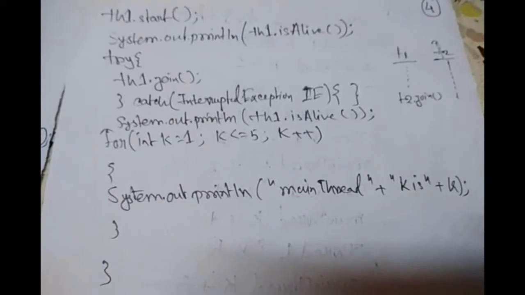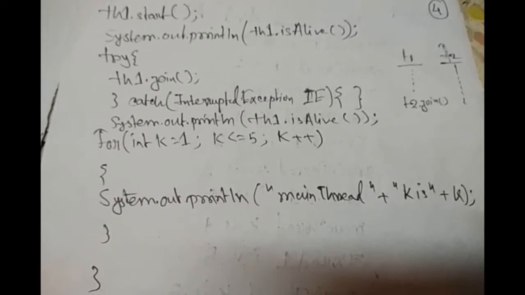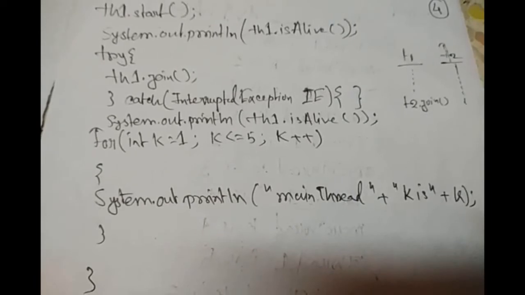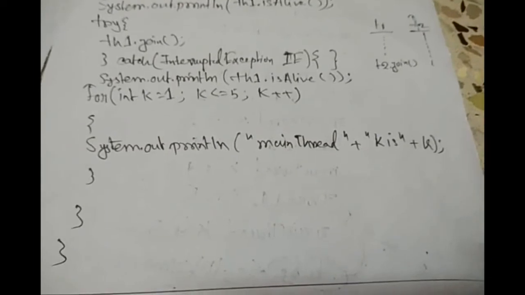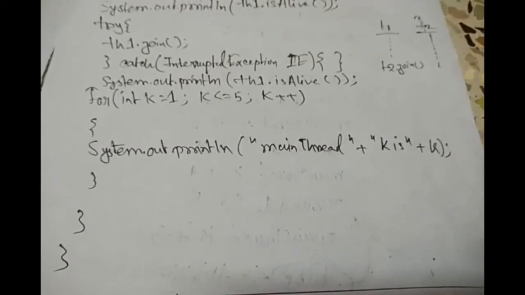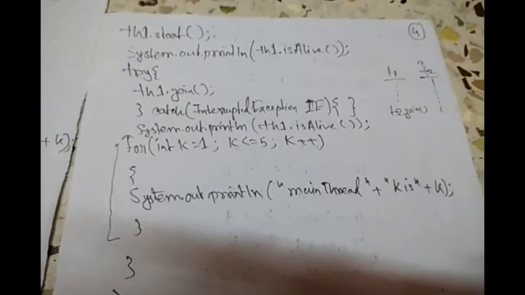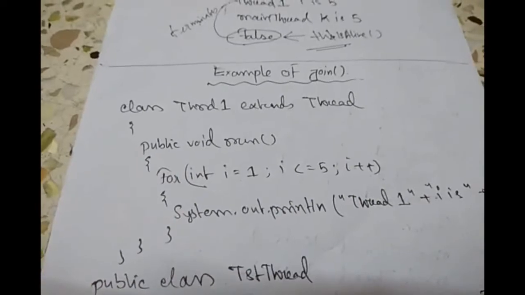Next, we are also printing the value of th1.isAlive right after the try catch block. And then we write a simple for loop, where k starts from 1 and k is less than or equal to 5. Obviously this part of the code is executed by the main method or main thread, and the previous for loop is executed by the child thread.